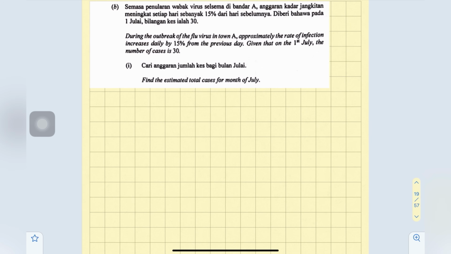7b. During the outbreak of the flu virus in town A, approximately the rate of infection increases daily by 15% from the previous day. Given that on the 1st July, the number of cases is 30. Okay, so from this question there is a percentage, so we can predict this is a geometric progression, with A is 30, R 15%, so 15 per 100 plus 1 which is 1.15.